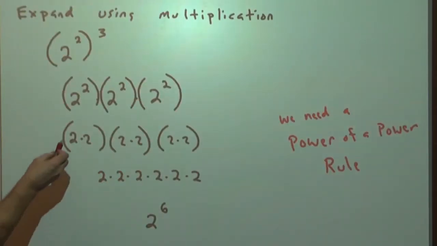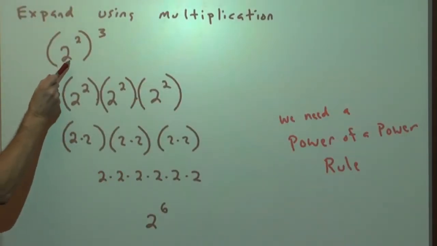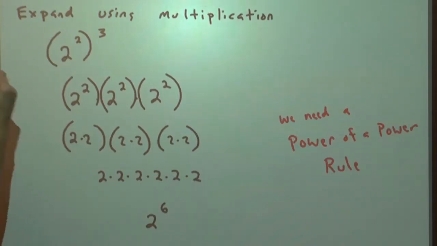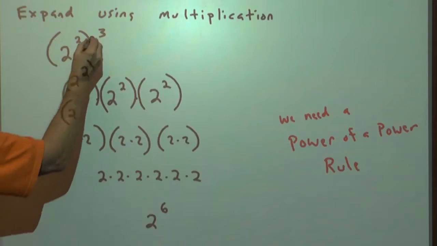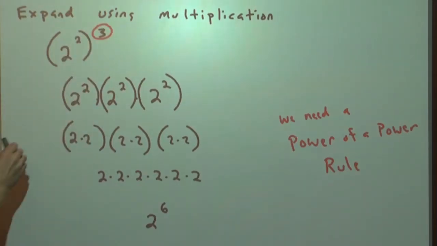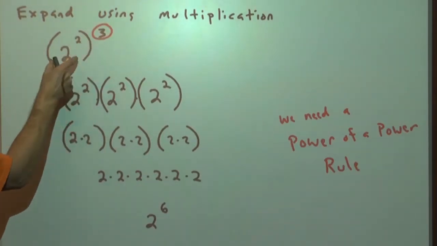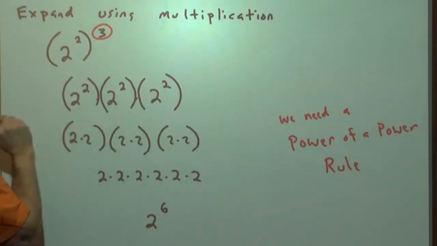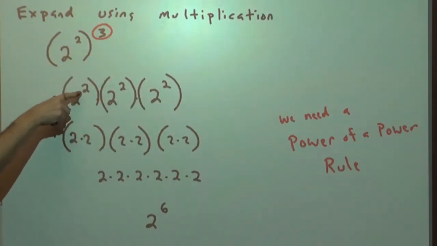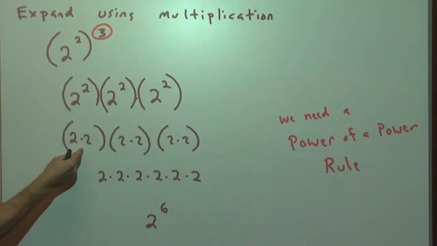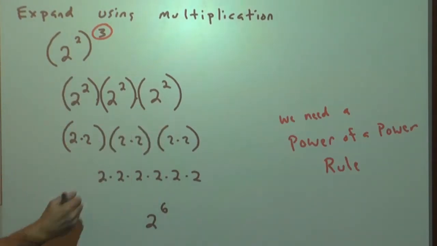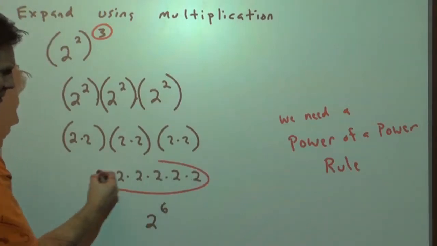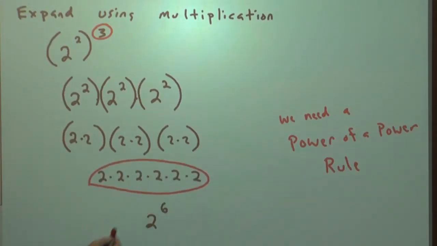Alright, now if we expand this, what if we take 2 squared and we cube it, raise it to the 3rd power? Let's think now. Remember, exponents tell us how many things are being multiplied. 3 things are being multiplied. The base that goes with this exponent is 2 squared. So 2 squared is being multiplied 3 times. But what is 2 squared? There's 2 2's multiplied. That's 2 squared, that's 2 squared, that's 2 squared. Altogether, 6 2's are multiplied, so it's 2 to the 6th.